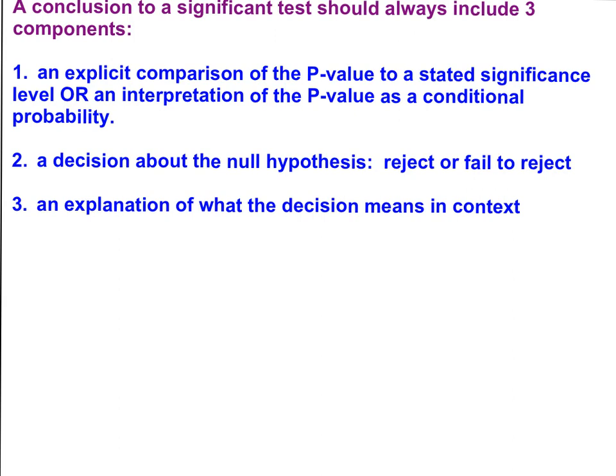So number one, we have the explicit comparison of the p-value to alpha. We make a decision about H0, reject or fail to reject. Give an explanation about what it means in context. Right? That explanation will always be in terms of HA.